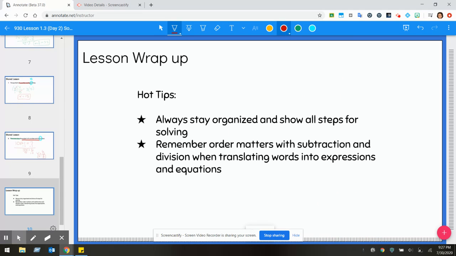All right, so lesson wrap up. Always stay organized. Show all steps for solving. Remember, order matters with subtraction and division. I also want to add in as well: when you see that word than, when you're translating words into math expressions or equations, to always switch the order of the terms. All right.